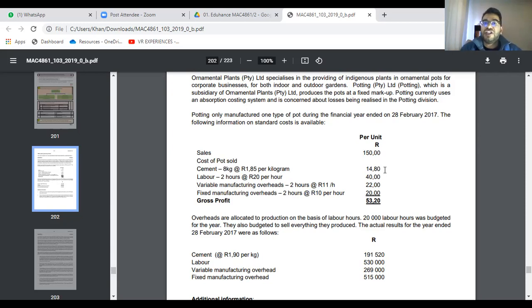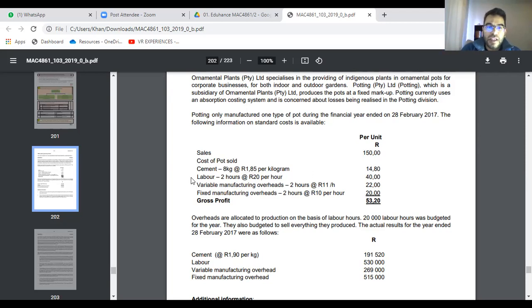Many other scenarios don't give all 3 items. They will give you 2, and you must be able to figure out the 1. So when you read the scenario and they don't give you all 3, try to work out the one as you're reading the scenario, with a pencil, write it next to it. Very important. So this 14 Rand 80 is SQI times SP, standard quantity of input times standard price. 8 kilograms times 1 Rand 85. That's how we got the 14 Rand 80.